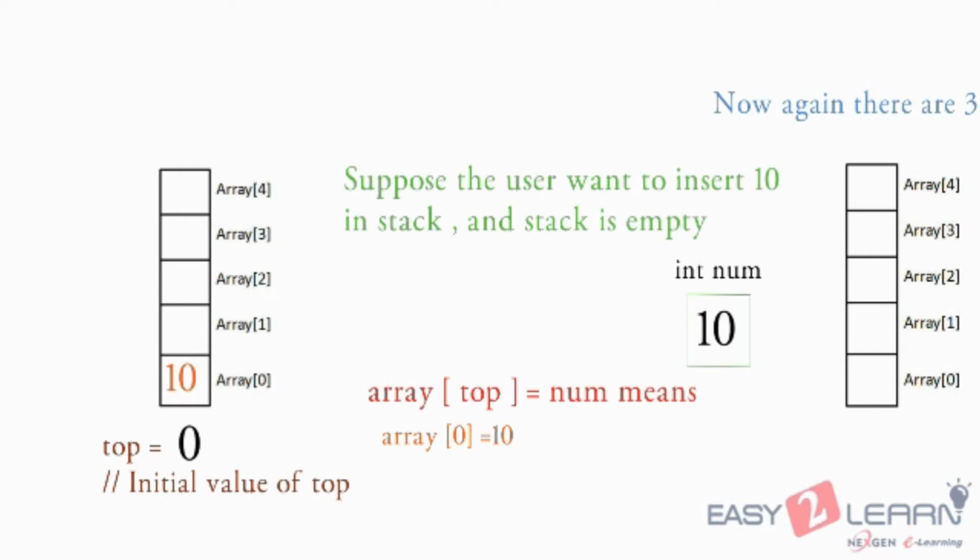So it will be incremented. So now the index value is equal to 0. And now we have an assignment statement that is assigning the number to array of top, which means array of 0 is equal to 10. Simple. So we have inserted a value into an empty stack.